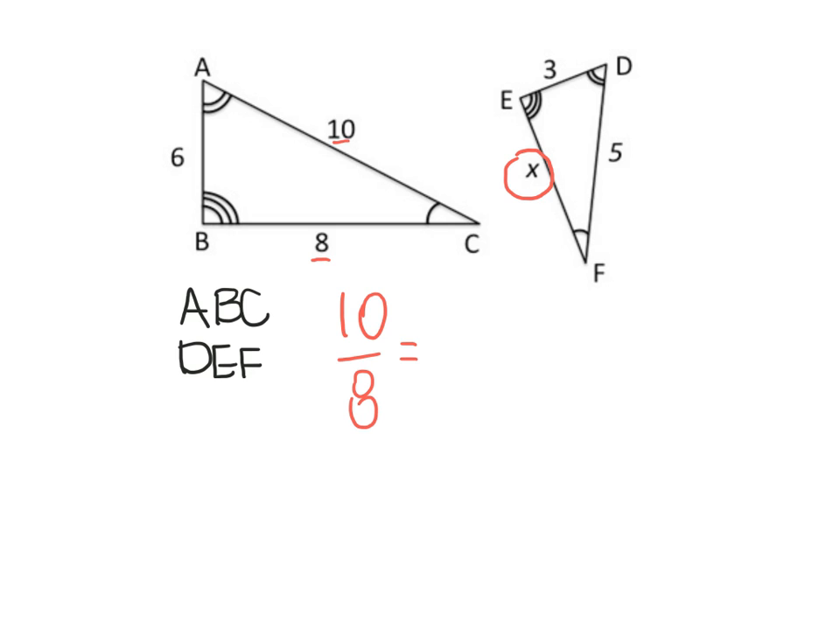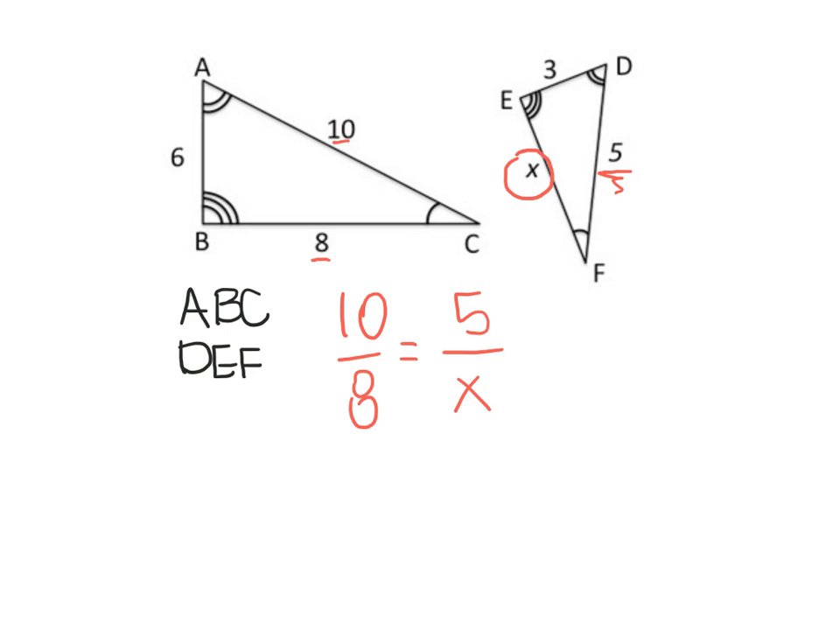Notice that 10 is on the longest side of the triangle, so that means 5 would correspond with 10. And x is right below 5, the same way 8 is right below 10. Let's go ahead and cross multiply.